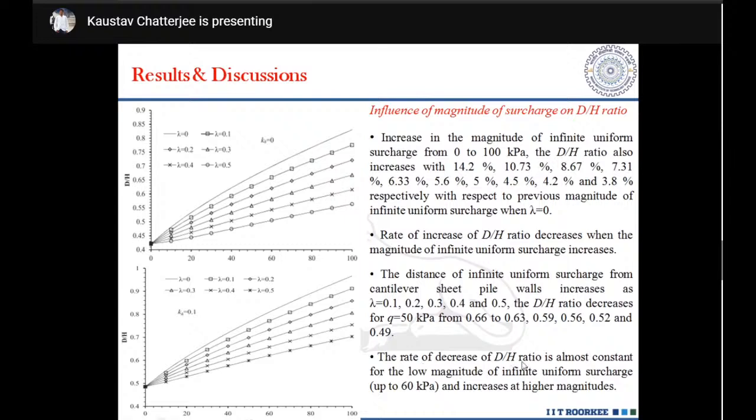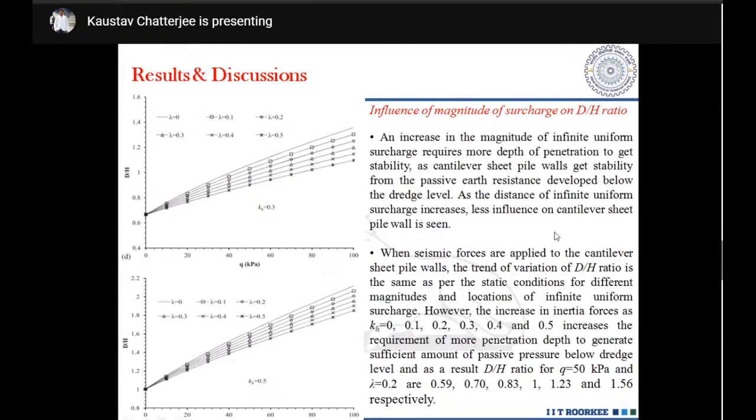The rate of decrease of D by H ratio is almost constant for low magnitude of infinite surcharge and increases at higher magnitude of surcharge. Okay. So that is what we have done over here. An increase in magnitude of infinite surcharge requires more depth of penetration to get stability, as cantilever sheet pile walls get stability from the passive resistance below the dredge level. As the distance of surcharge increases, the influence on the cantilever wall is reduced.